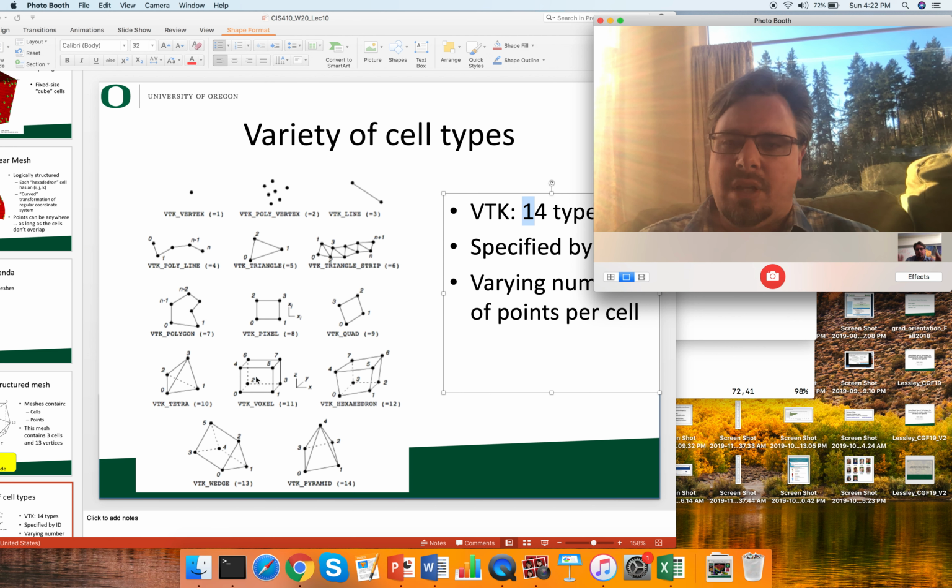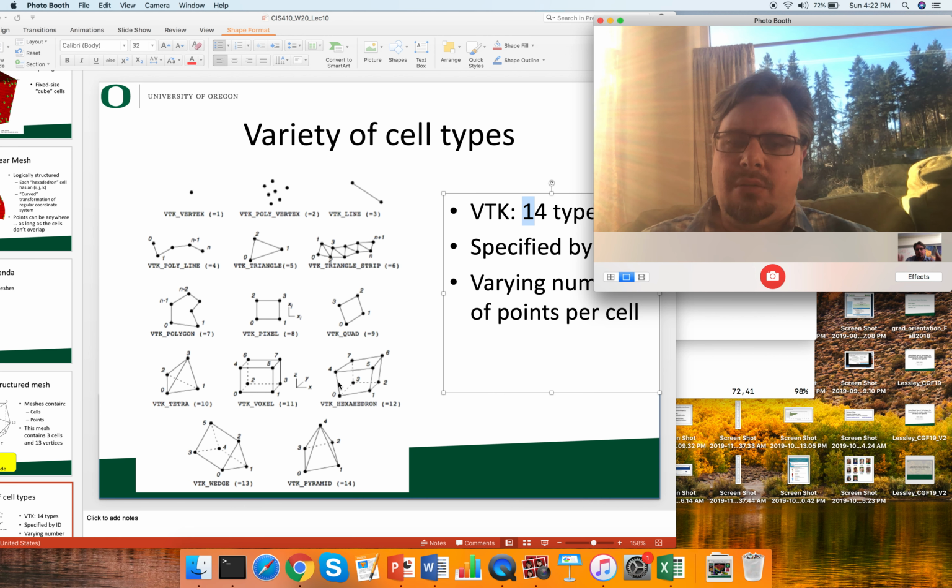Here's voxels, and voxels are like the 3D equivalent of pixels, where the edges all run along the x, y, or z axes. Hexahedrons are like voxels, except the edges can go in arbitrary directions. By the way, in VTK they have different conventions. I think this came up in class. Voxels are 0, 1, 2, 3, 4, 5, 6, 7, and hexes are 0, 1, 2, 3 going counterclockwise and 4, 5, 6, 7 counterclockwise.